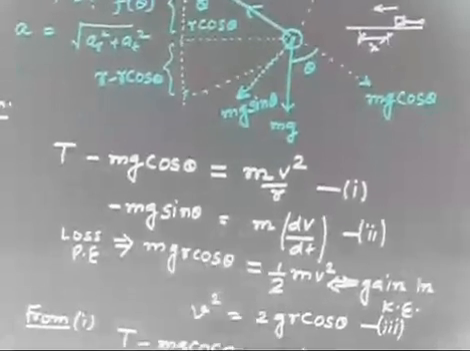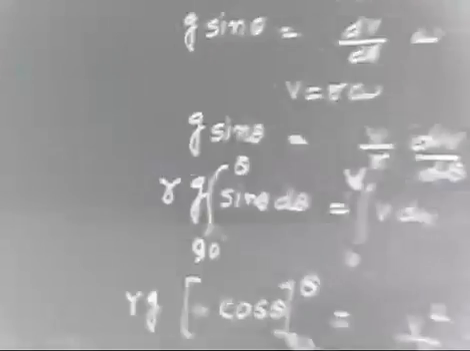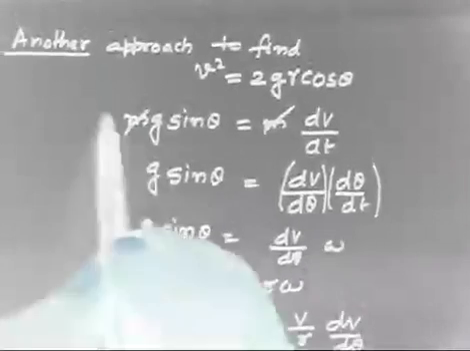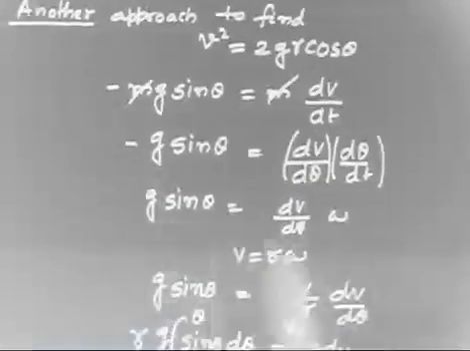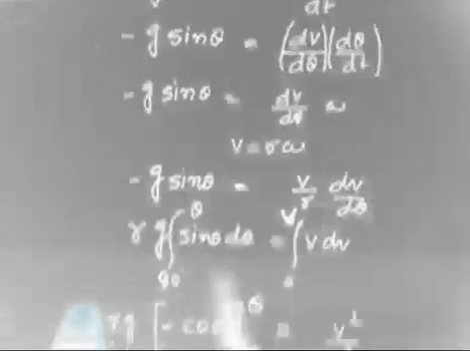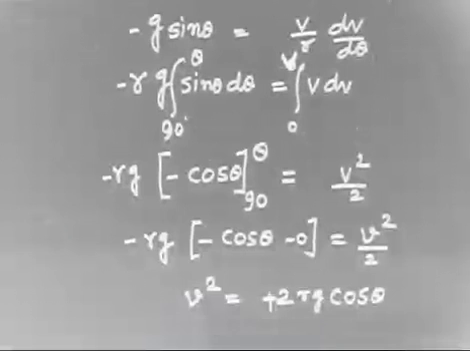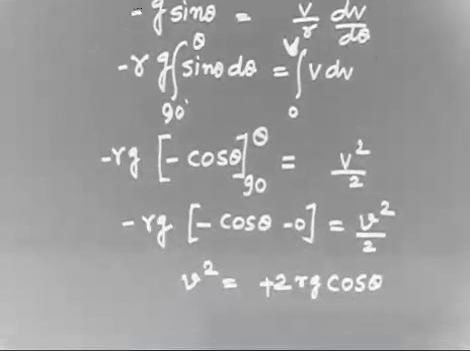So if I plug this minus sign in everywhere, let us go to the next page. If I plug this minus sign in everywhere, finally what will I have? I will have 2gr cos theta.